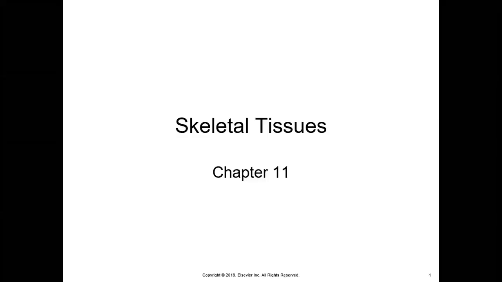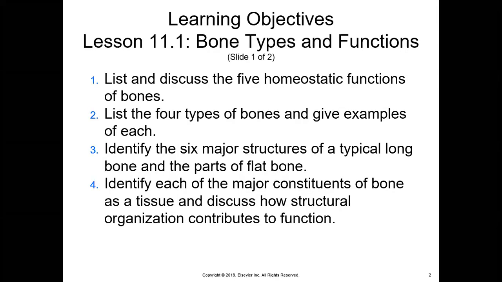Hello, class. This is Anatomy and Physiology 240, and we're talking about the skeletal tissues, chapter 11. We're going to go through and discuss the 5 homeostatic functions of bones. We're going to list the 4 types of bones and give examples. We're going to identify the 6 major structures of a typical long bone and the parts of a flat bone.